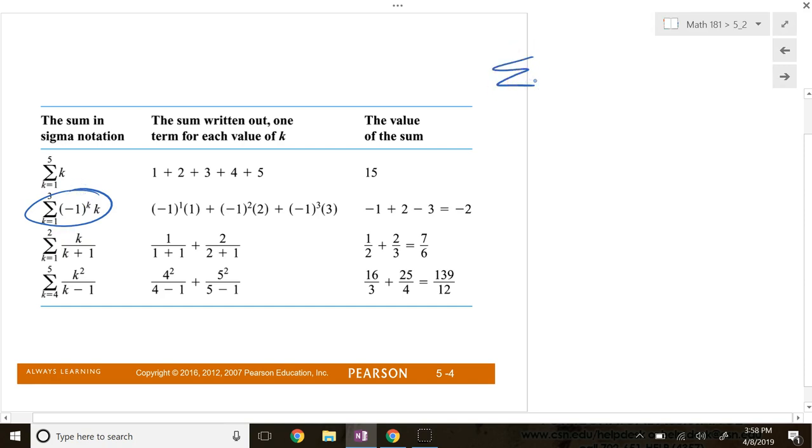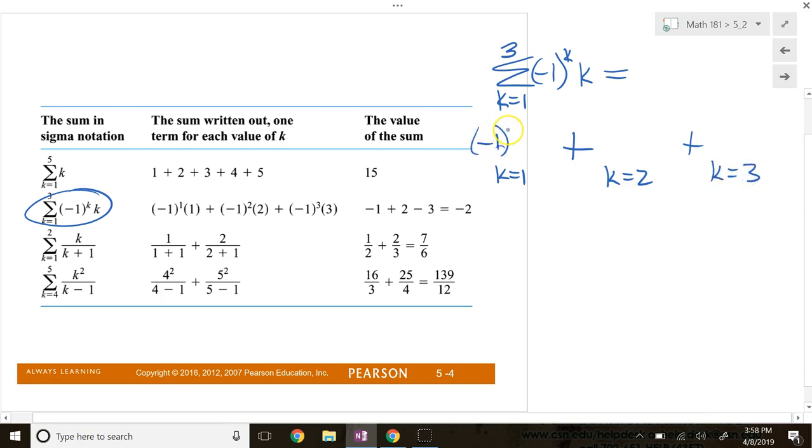So you've got your summation from k being 1 up until k being 3. We're going to plug it into this formula, negative 1 to the k times k. So for k being 1, and then we're going to do the same formula for k being 2, then the same formula for k being 3. So negative 1 to the 1 times k, which is 1. And then negative 1 to the 2, because k is 2, times k, which is 2. And negative 1 to the 3 times that k, which is 3.